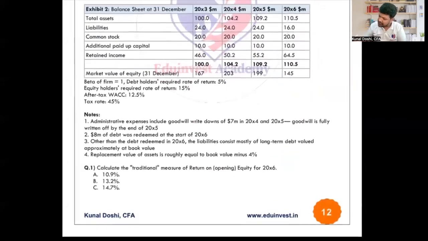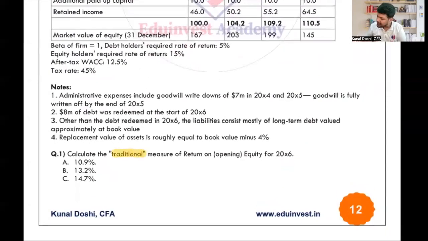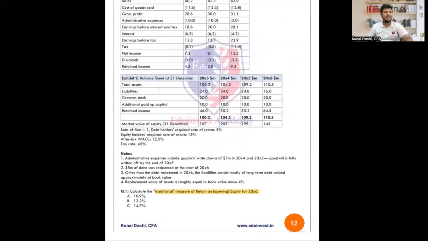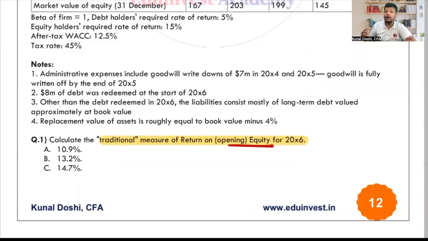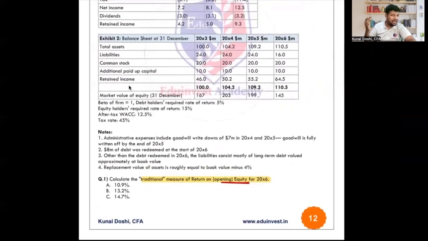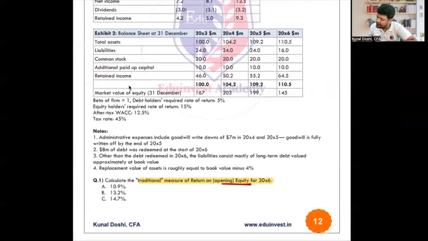Now, first thing they've asked me: calculate the traditional measure of return on equity based on opening equity. Very easy. Normally, how do you find return on equity? It is net income over equity, but they are saying use the beginning equity. So for this reason, I need net income and beginning equity value.